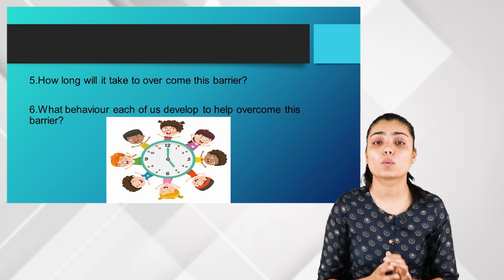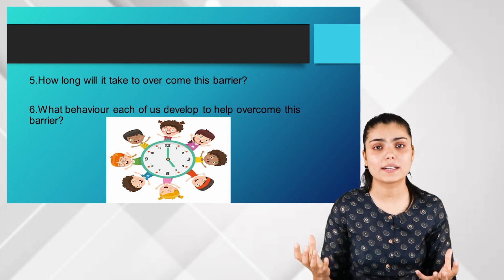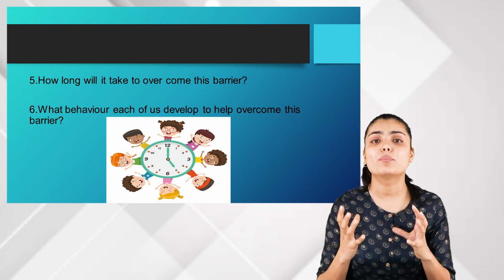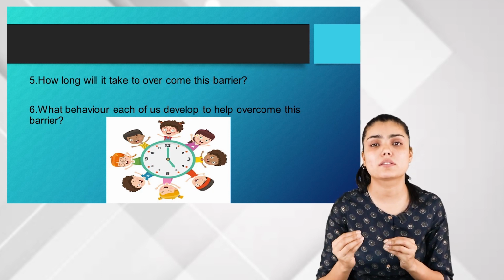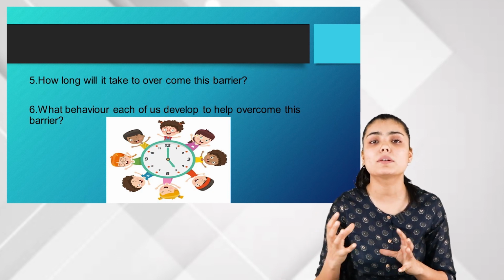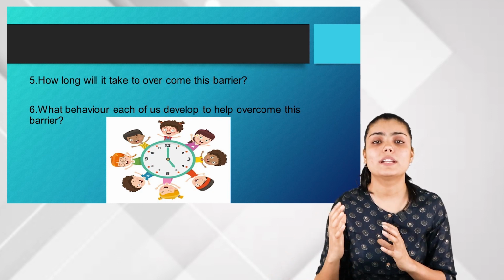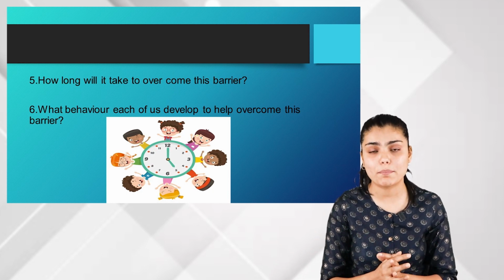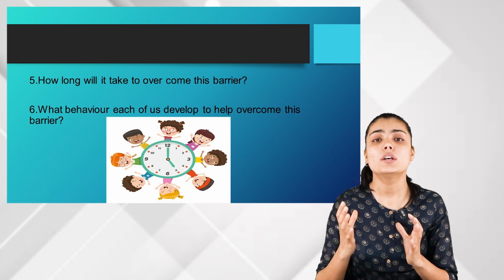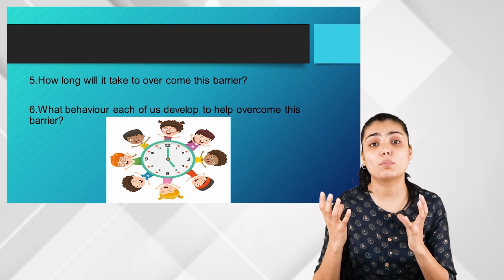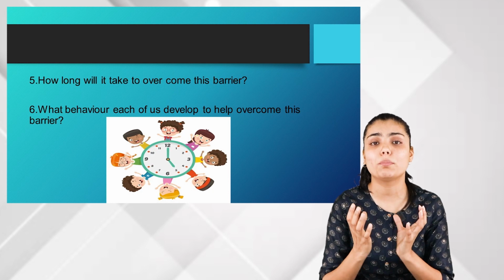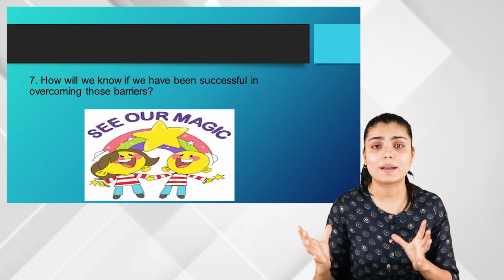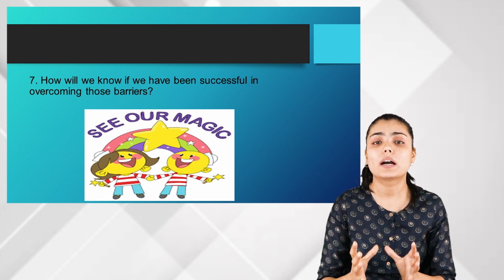The next question is, what behavior can each of the partners develop in order to overcome this barrier? So when you have a problem in a relationship, it could be because of certain behavior, right? Certain symptom of one of the partners. You might have to develop a certain behavior to help your partner in order to overcome that barrier in your relationship, right? So you have to see what behavior can both the partners develop in order to make sure that the barrier is overcome.